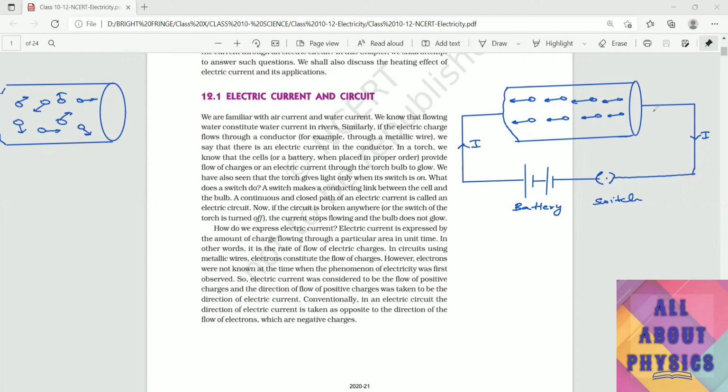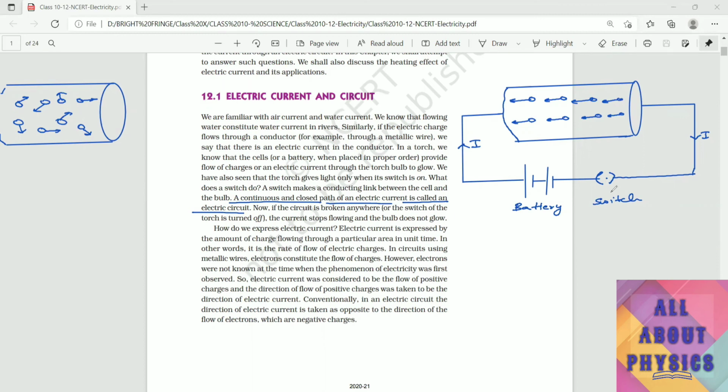So you can see that this is an electric circuit, and here you'll find the definition of electric circuit in your book. See, a continuous and closed path of an electric current is called an electric circuit. It is the continuous and closed path. It is the closed loop through which electric current can flow. Fine. So here we are using a switch. So what is the function of switch here?